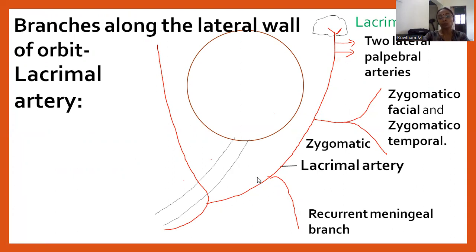So what are the branches it gives? It gives one recurrent meningeal branch which passes through the medial end of the superior orbital fissure and anastomoses with the middle meningeal artery. So this supplies the meninges of the middle cranial fossa.